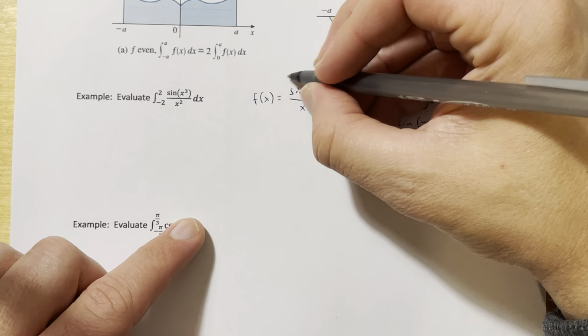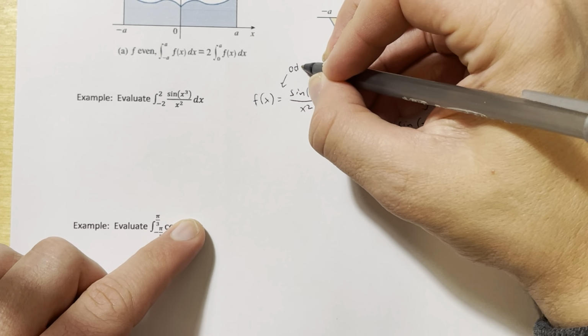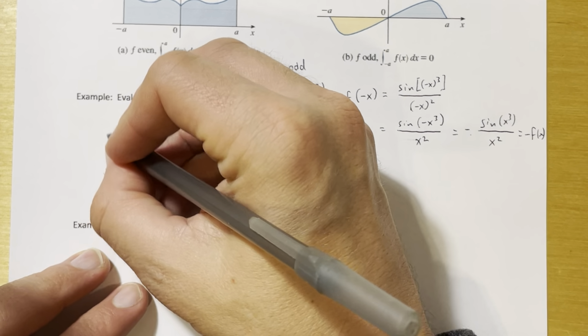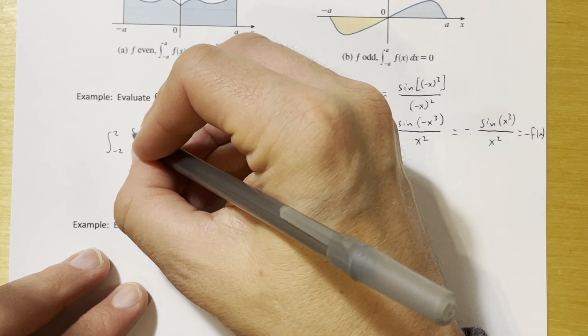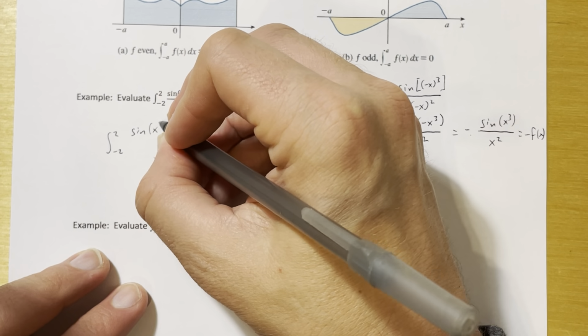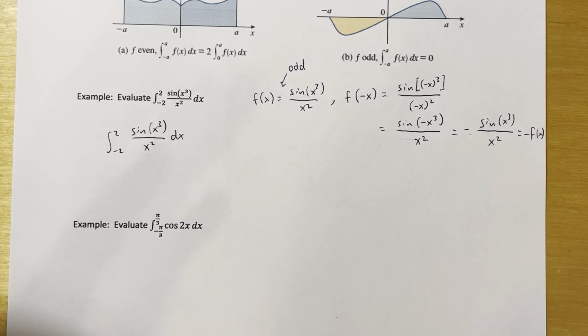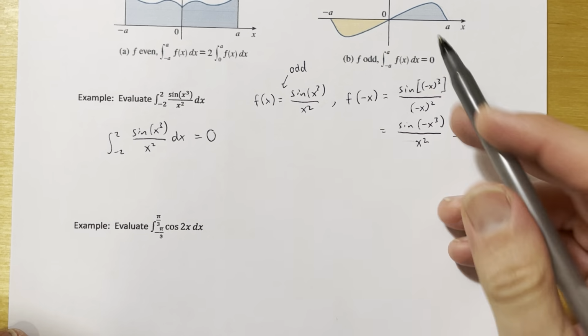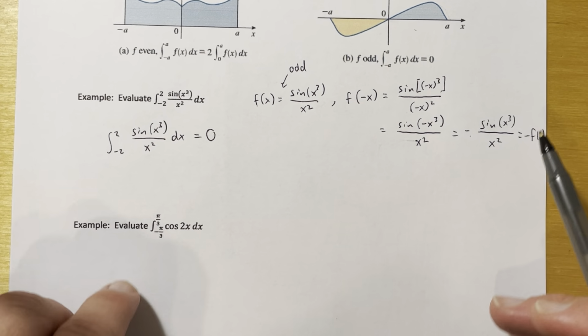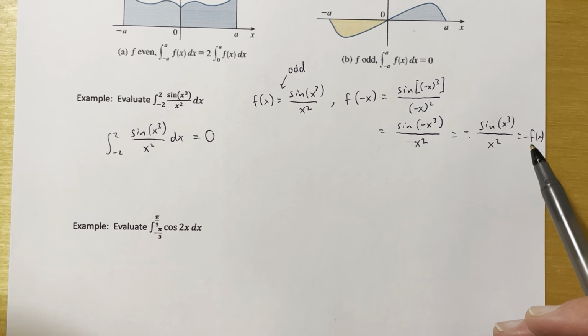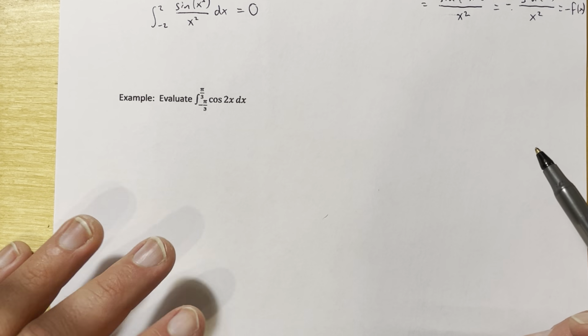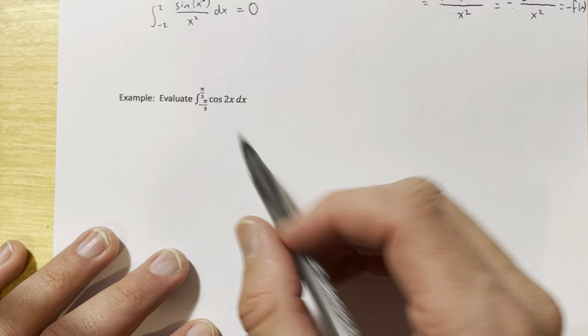So this is an odd function, which tells me that this integral from negative 2 to 2 of sine of x cubed over x squared dx is just 0, because that's what happens with odd functions that are integrated over an interval that's symmetric about 0. Last example, this guy.